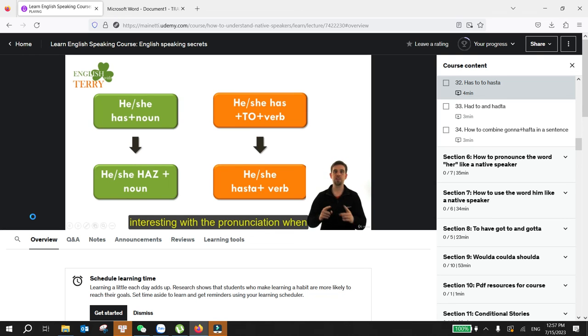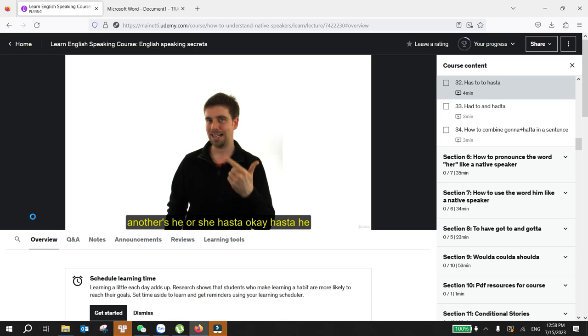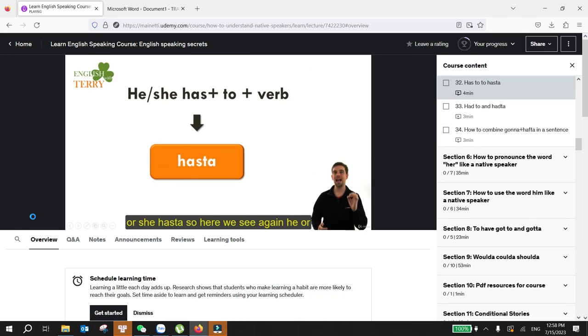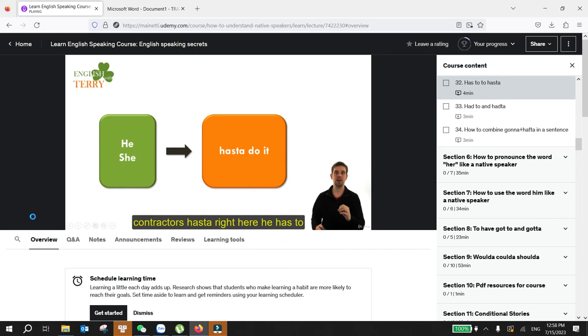And here's something interesting with the pronunciation. When we use he or she with the verb to have, as in a possession or a noun, the S sounds like a Z. So it's really he has time. If you imagine he has time, okay? When we talk about he or she has to do something, the has and to will combine to hasta. She has to do it. She has to do it. Okay? That's the two sounds. One is for possession, he has, and the other is he or she has to. Okay? Has to. He or she has to. So here we see again, he or she has to do it, and that combines the contractions has to. Right? He or she has to do it.